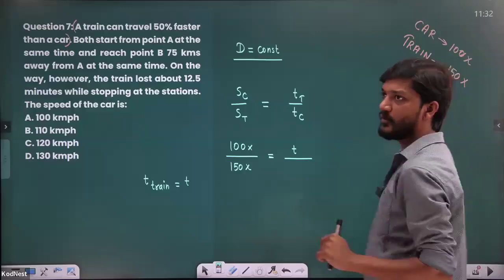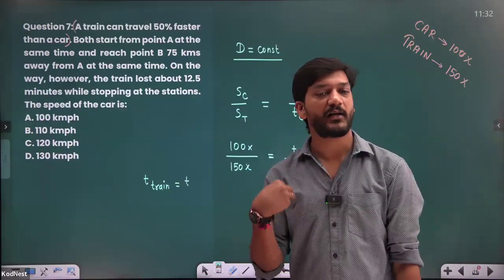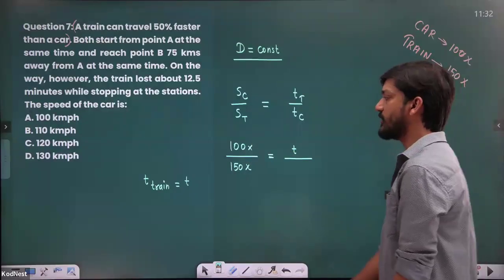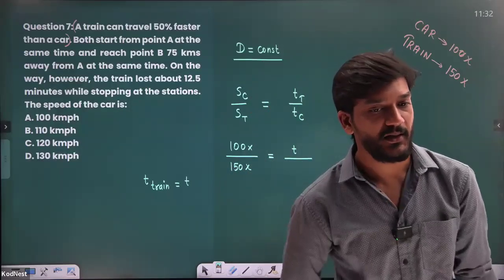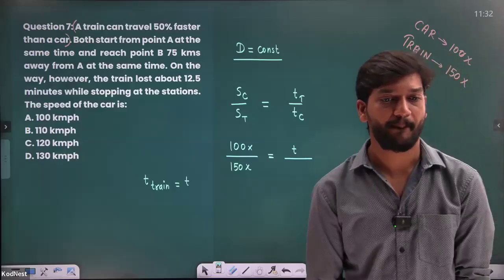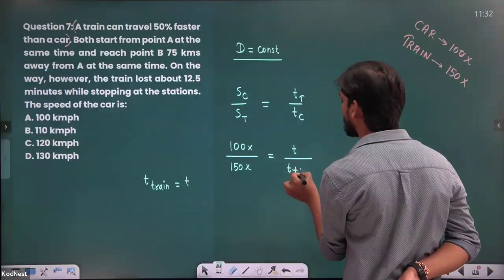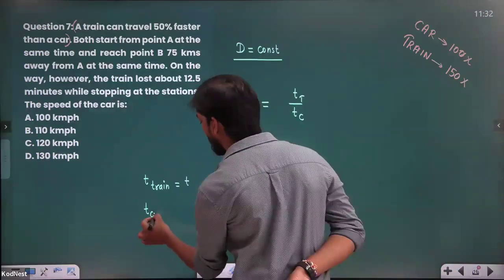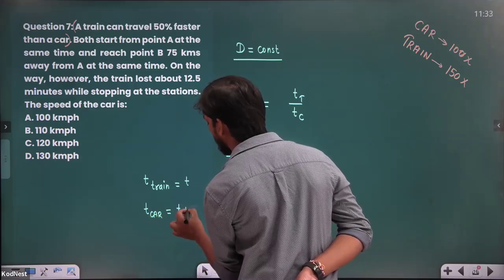Forget the previous solution. So time taken by train, I'm assuming as t. So time taken by car will be how much extra? Observe the question. How much extra it will be? Carefully see. Not twice of t. How come twice of t? t plus 12.5. So time taken by car will come out to be 12.5 minutes extra.